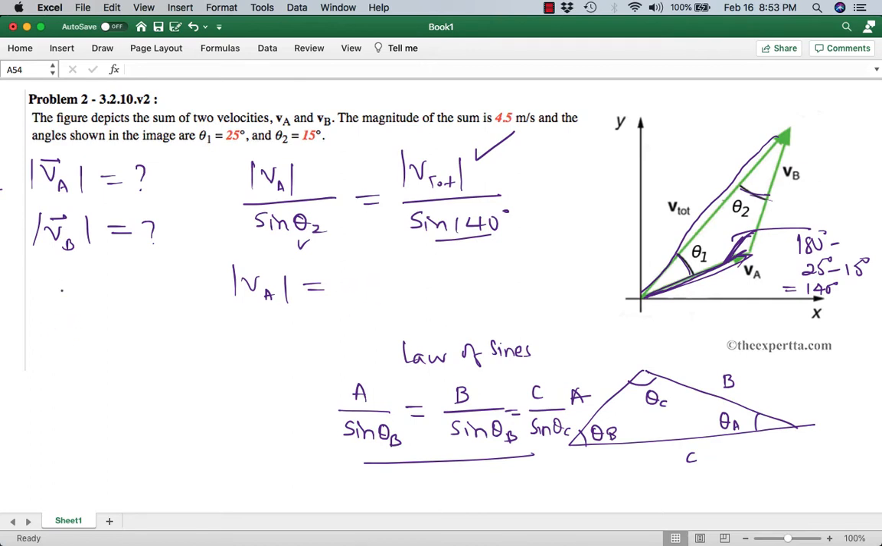and then to find VB, we'll use the same law here. So choose the side VB. So this is VB.